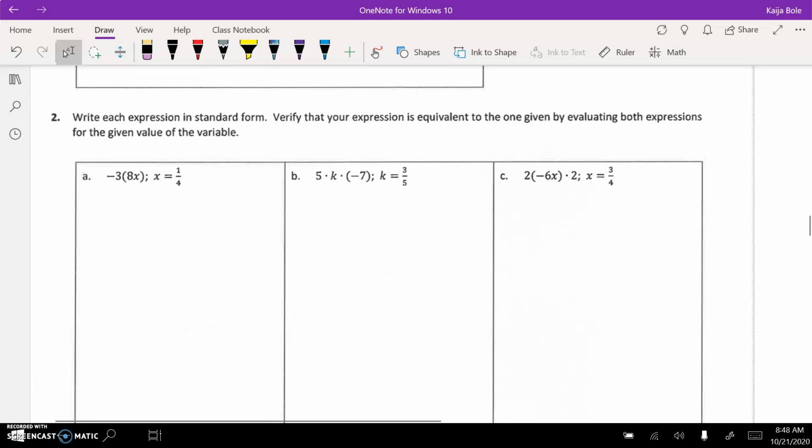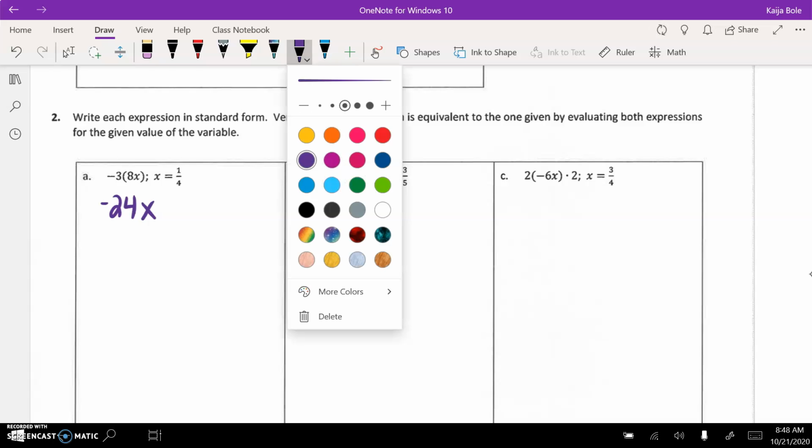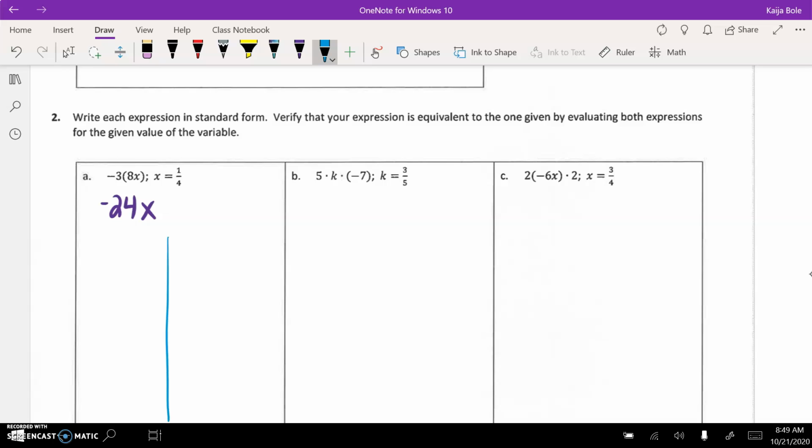And then number 2, it's the same idea, write each expression in standard form, verify that your expression is equivalent to the one given by evaluating both expressions for the given value of the variable. So for a standard form, here we're more in the multiplying and dividing. So negative 3 times 8x would be negative 24x. So that's step 1. Then step 2, all right, we got to evaluate it at both of them.